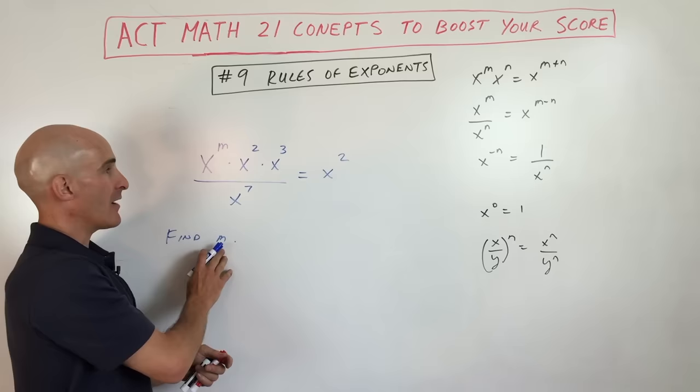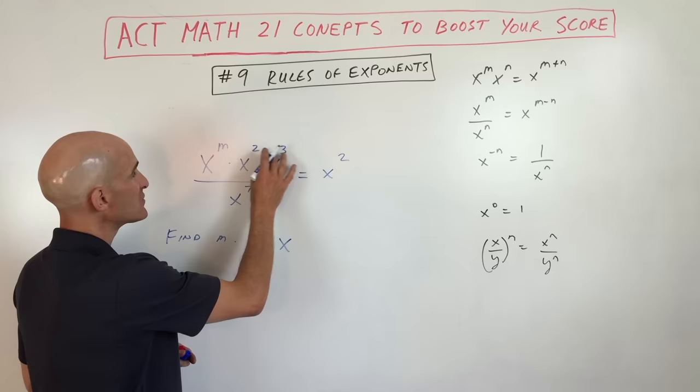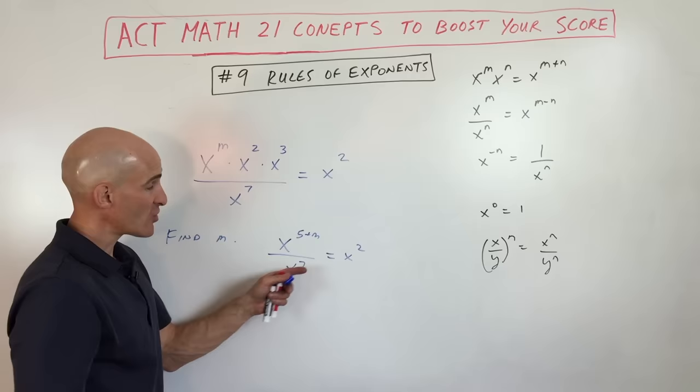So the first thing that I notice is we're multiplying all these together. And when we multiply, what do we do to the exponents? We add them. So this is going to be x to the 2 plus 3, which is 5, plus m. So x to the 5 plus m over x to the 7th equals x squared. Now, what do we do when we divide and we have the same base? We subtract the exponents. So we have x to the 5 plus m minus 7 equals x squared.